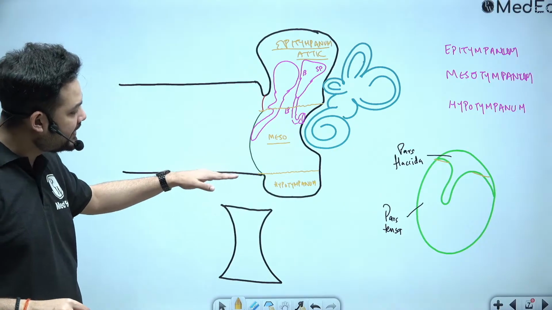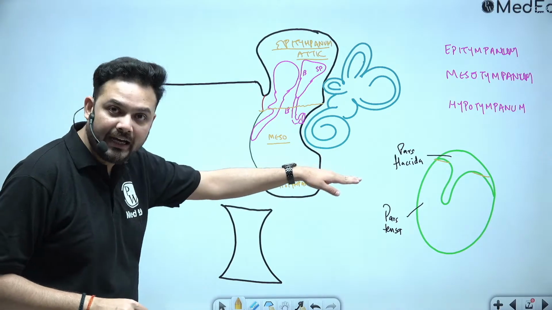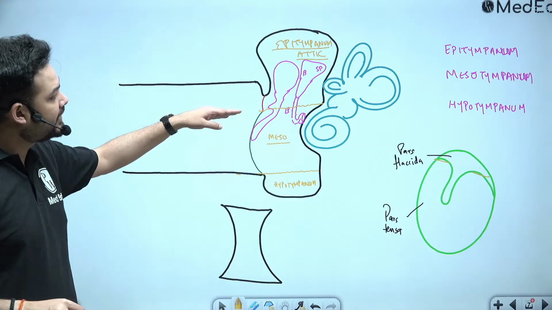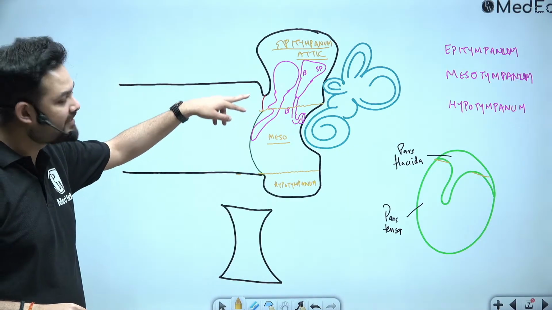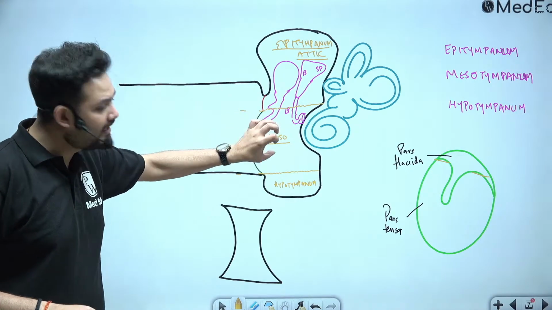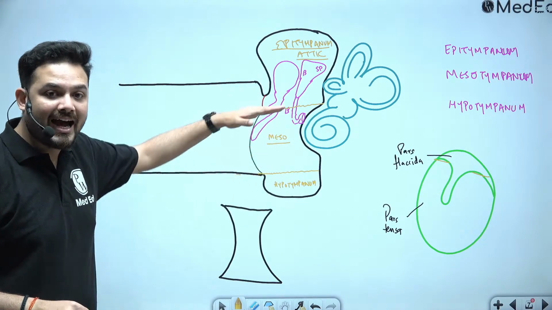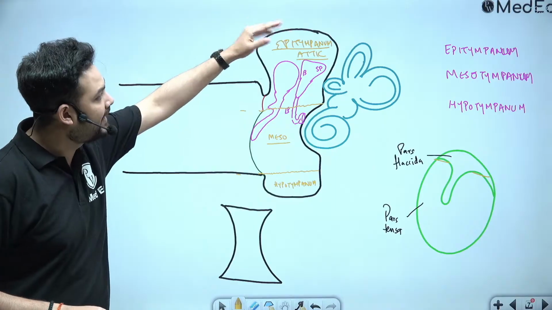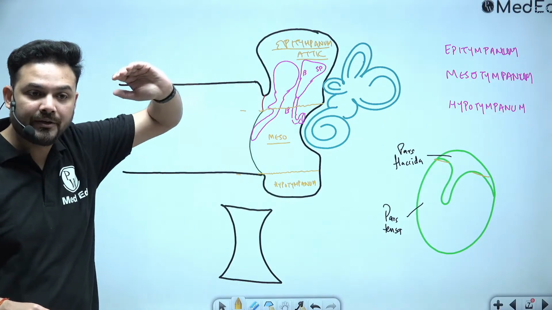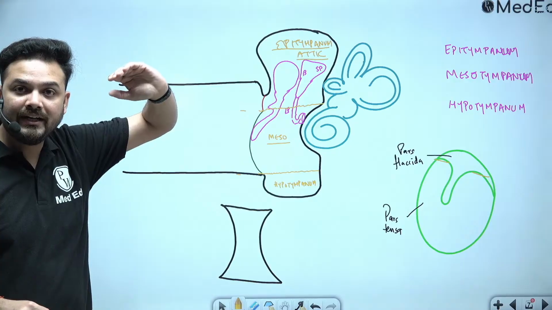If I draw an imaginary line from the lower end of the pars tensa behind, that area below will be my hypotympanum. If I draw another imaginary line at the junction of the pars tensa and the flaccida, which crosses the lateral process of the malleus and goes behind, anything between them is the mesotympanum. And the structure which is present above this line is called epitympanum, or the attic, or the topmost part. Are we understanding? Right?